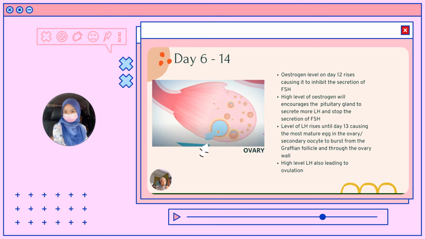The level of luteinizing hormone rises until day 13, causing the most mature egg in the ovary, or secondary oocyte, to burst from the Graafian follicle here and through the ovary wall. Meaning that the luteinizing hormone will cause the most mature egg, this one, or the secondary oocyte, to be released from the Graafian follicle and through the ovary wall. The high level of luteinizing hormone also leads to ovulation.